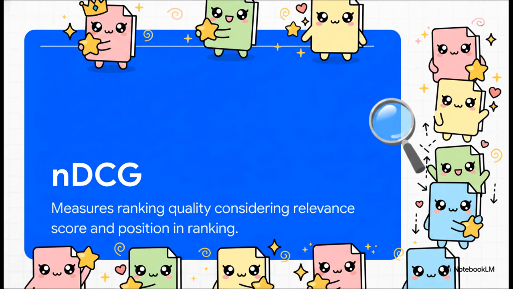And finally, nDCG. Now, this is definitely the most sophisticated one. It gets that not all relevant documents are equal. It gives more points for the most relevant documents, and it gives even more points when those top-tier documents show up right at the beginning of the results.